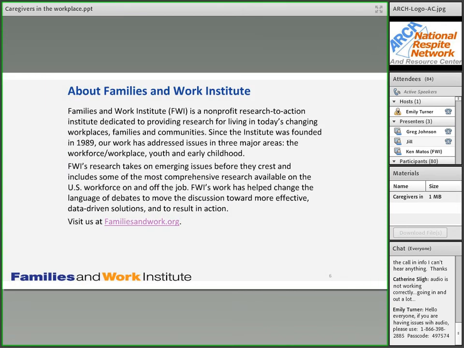So just quickly a little bit about us. We are a nonprofit, nonpartisan research institute focused on issues around integrating different parts of people's work, personal, and family lives in more successful and meaningful ways. We do a lot of work around workplace flexibility and ways in which people can pursue all of their goals simultaneously. You can see a lot of our research at the link at familiesandwork.org.